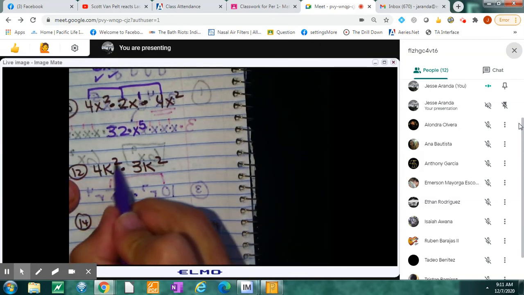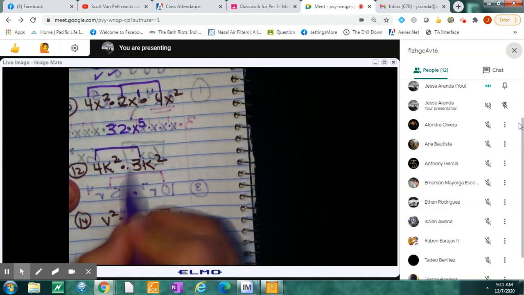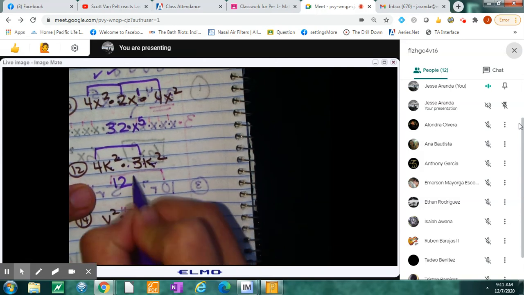All right, you guys see that? The next one, 4k squared times 3k squared. So 4 times 3 is 12. K squared times k squared is k to the 4th. So if you notice, all you're doing is adding the exponents. All right.